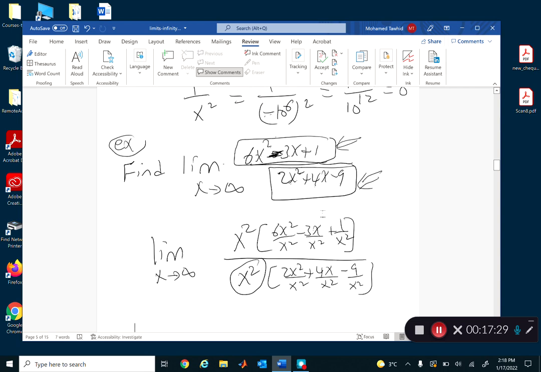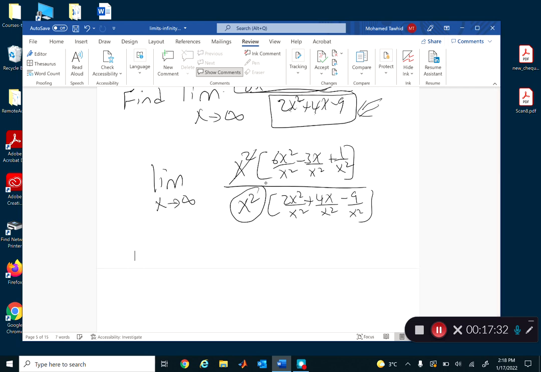Simplify. How to simplify here, guys? Oh, x squared cancels with x squared, right? So this will be the limit as x goes to infinity. x squared cancels with x squared, you get 6, minus 3x divided by x squared, you get 3 over x, plus 1 over x squared. The whole thing divided by, down here, x squared cancels with x squared, you get 2. Here, 4x over x squared, you get 4 over x. And here, minus 9 over x squared.